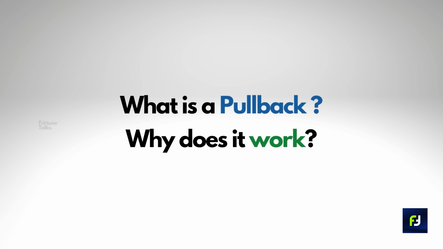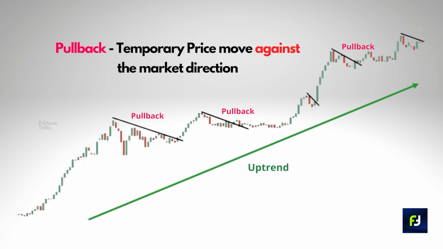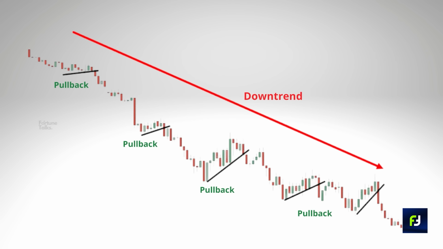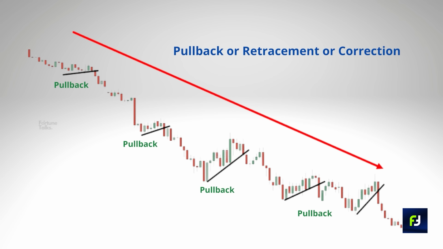What actually is pullback trading and why does it work in the market? Now, a pullback is when the price temporarily moves against the underlying trend in the market. For example, in an uptrend, a pullback would be a move lower, or we can say it is a corrective move. On the other hand, in a downtrend, a pullback would be a move higher. So in essence, what you are trying to do in pullback trading is to buy the dips in the markets, or the retracements to a critical level, or the corrections in an existing trend.